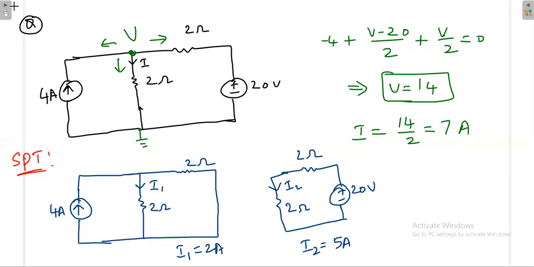So finally what the superposition theorem is telling: individually you calculate the response, finally you add it. The total current I is equal to I1 plus I2, 2 plus 5 is equal to 7. So we are getting the same answer. This is the principle of the superposition theorem. The network may have any number of voltage sources or current sources; you have to calculate separately, and finally add everything.